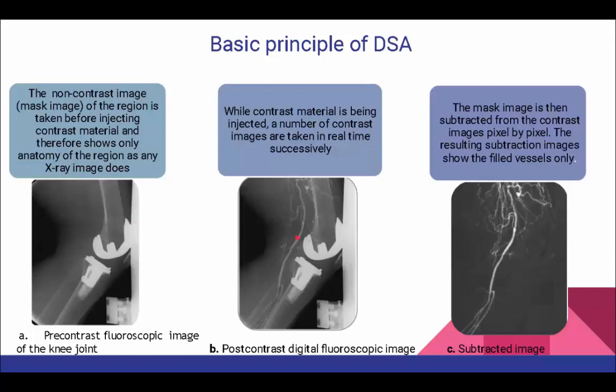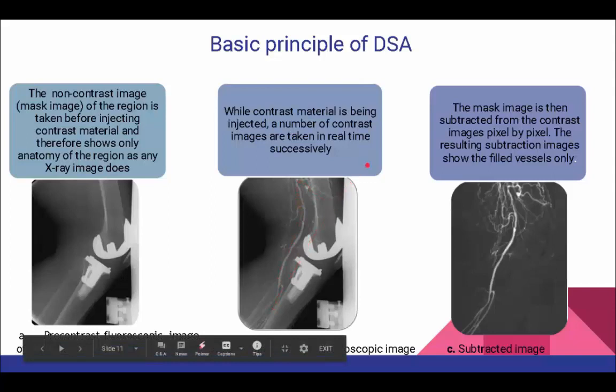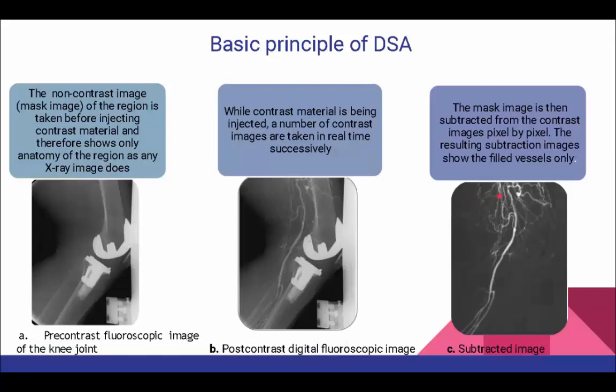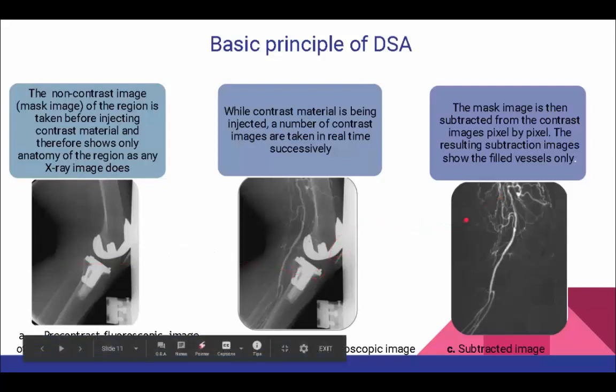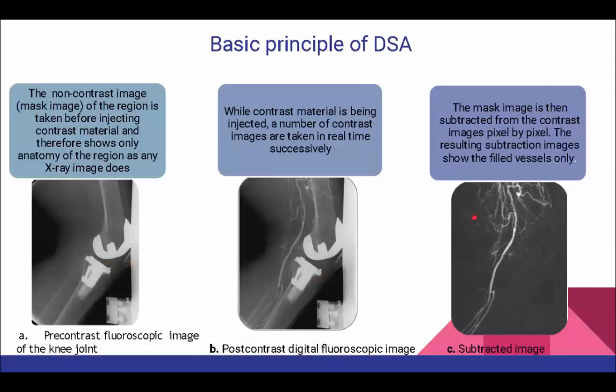Then, while the contrast material is being injected, a series of images are taken as the contrast agent travels down the blood vessels of interest. After that, the actual subtraction process takes place, and this is done by subtracting the mask image from the series of post-contrast images pixel by pixel, and the resulting subtraction images show the filled vessels only.